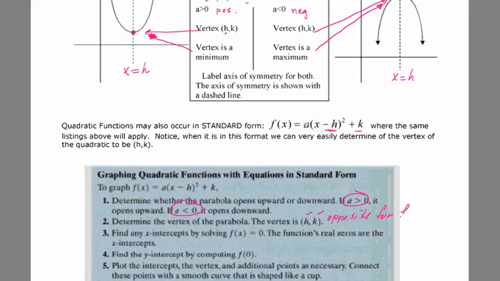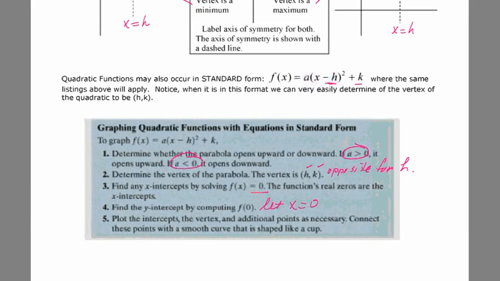for h. The reason for that is we're following our rules for shifting and reflecting. If there is a number inside here, that means it's a left or right shift, and we go in the opposite direction, so we take the opposite sign for h. Same sign for k. We'll have to find some x-intercepts of these parabolas, and for the x-intercepts, we set the function equal to 0. For the y-intercept, we find f of 0, or basically we just let x be equal to 0. And we'll plot those points and connect the dots and graph our parabola. So let's look at an example.